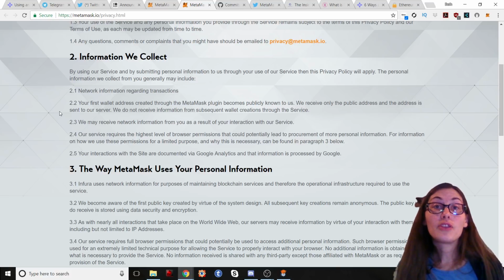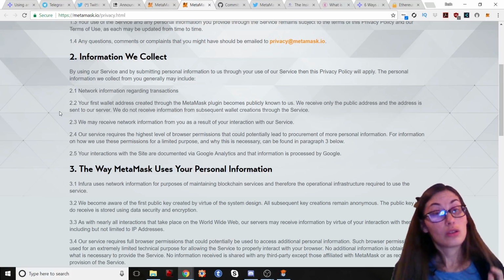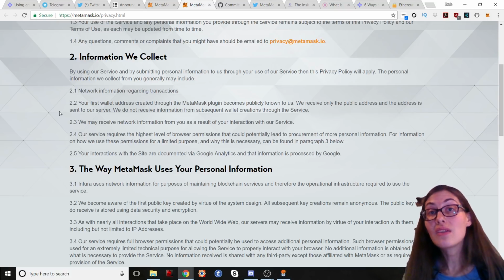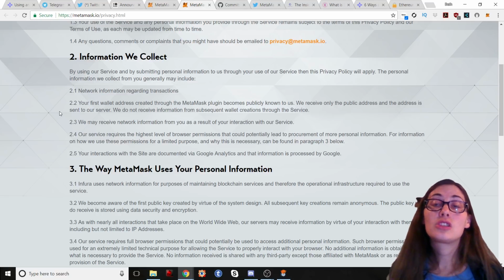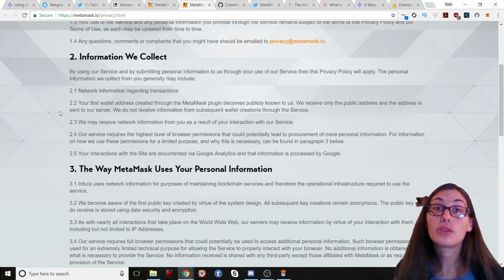So if you're going to use this, I would definitely recommend that you always log out when you are not using MetaMask. The second you're done with it, log out. But even better than that, go into your extensions and disable it. Just because if it is disabled, then it's not going to be broadcasting that you are an Ethereum user.